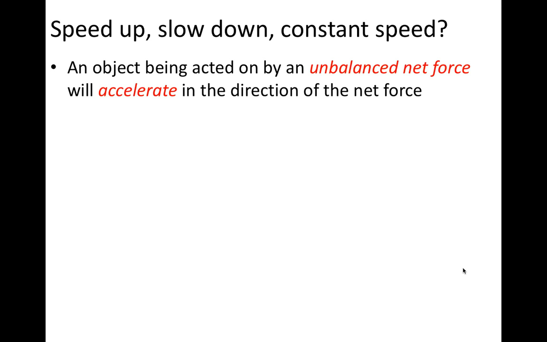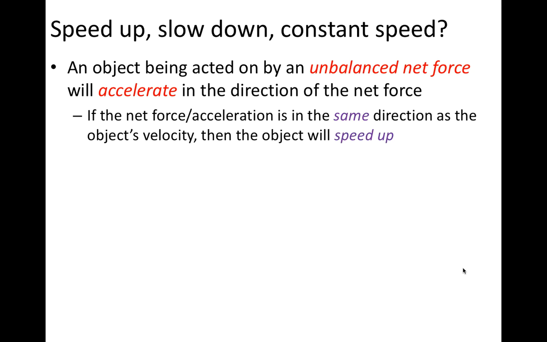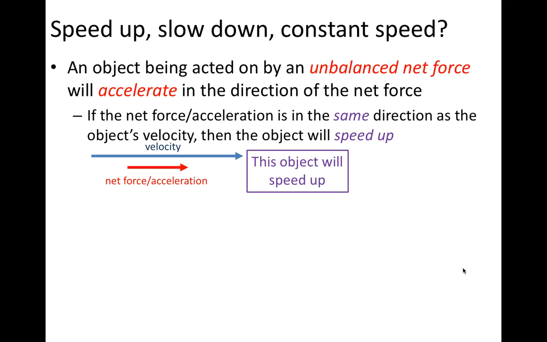So in the case of one-dimensional motion, we need to be able to describe whether an object is going to speed up, slow down, or move with a constant speed. If we have an unbalanced net force acting on an object, you need to know that the object will accelerate, and it will accelerate in the direction of that net force. Net force and acceleration are always in the same direction. So if the net force and acceleration are in the same direction that the object is moving, the object is going to speed up. So maybe we have an object moving forward. If a net force acts forward on an object, that object speeds up.